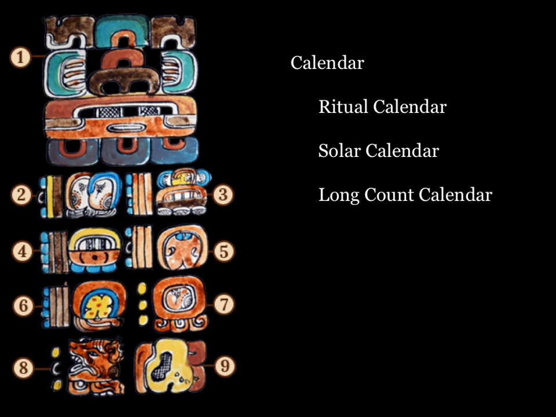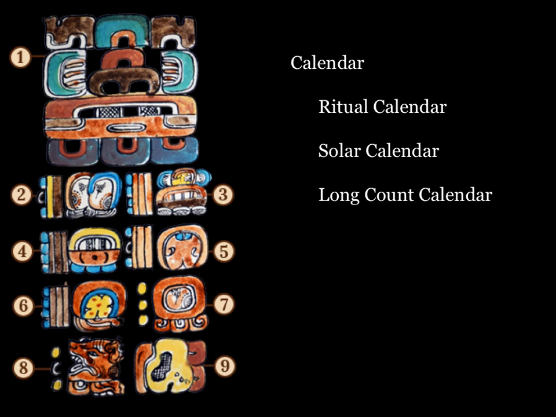Their calendars were complex and used several interlocking cycles of time. At the end of a certain period, one god laid down his burden for another god to pick up and continue on the journey of time. Each day was identified by 3 separate dating systems.